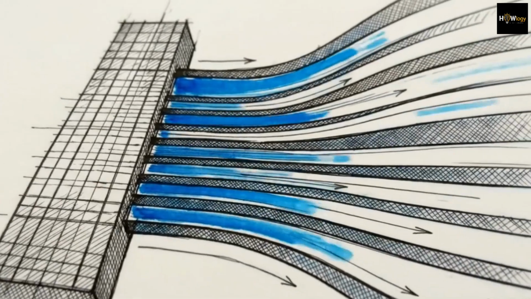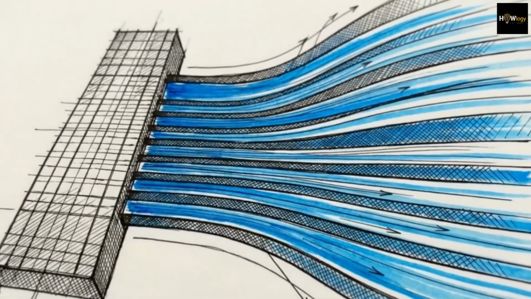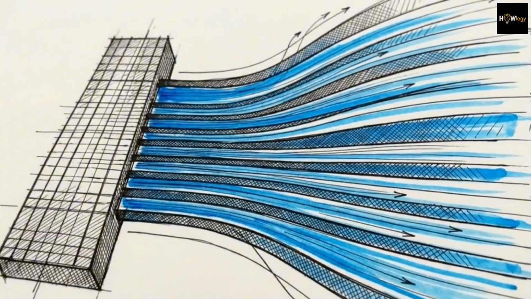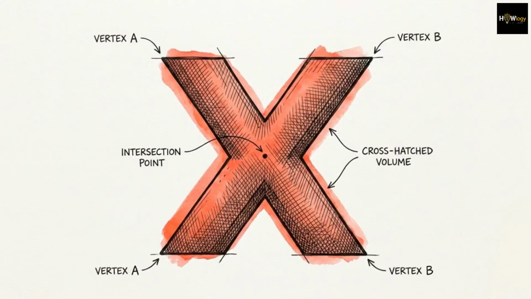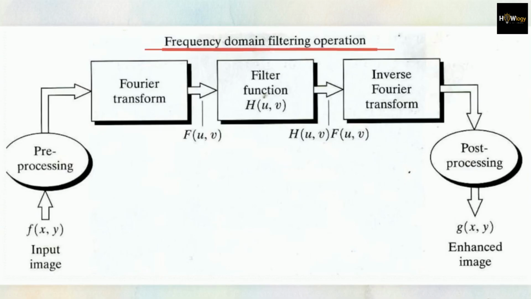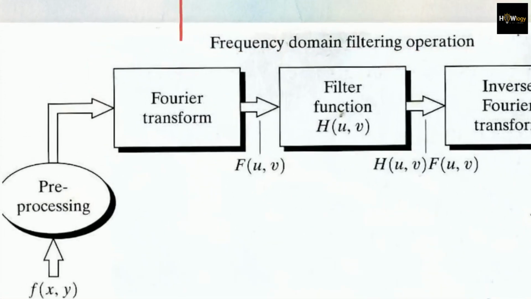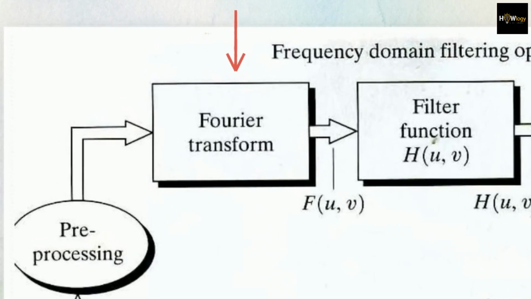By separating the data in this way, the process of sliding a spatial mask over millions of pixels is replaced by a vastly simpler operation: basic multiplication. This diagram outlines the actual 4-step assembly line an image goes through to be cleaned up inside the frequency domain. Step 1 is computing the discrete Fourier transform, calculating the spatial image into that map of frequencies.